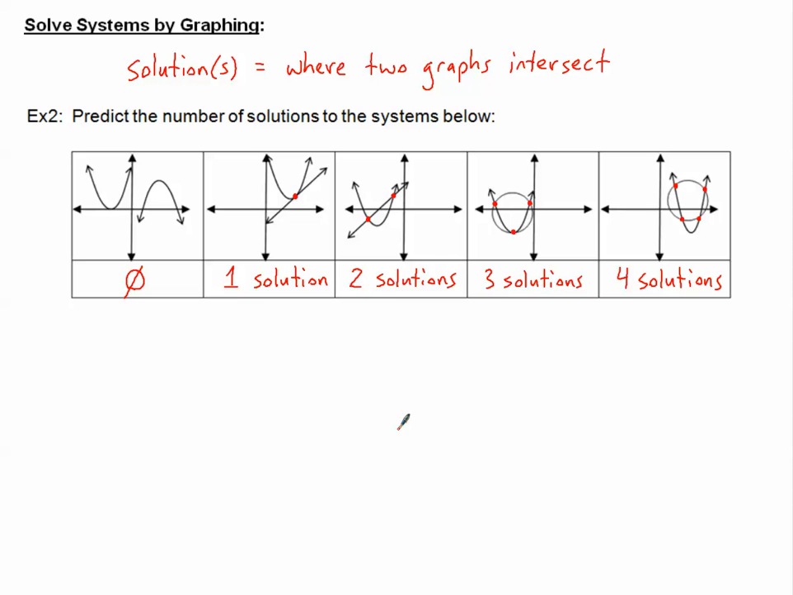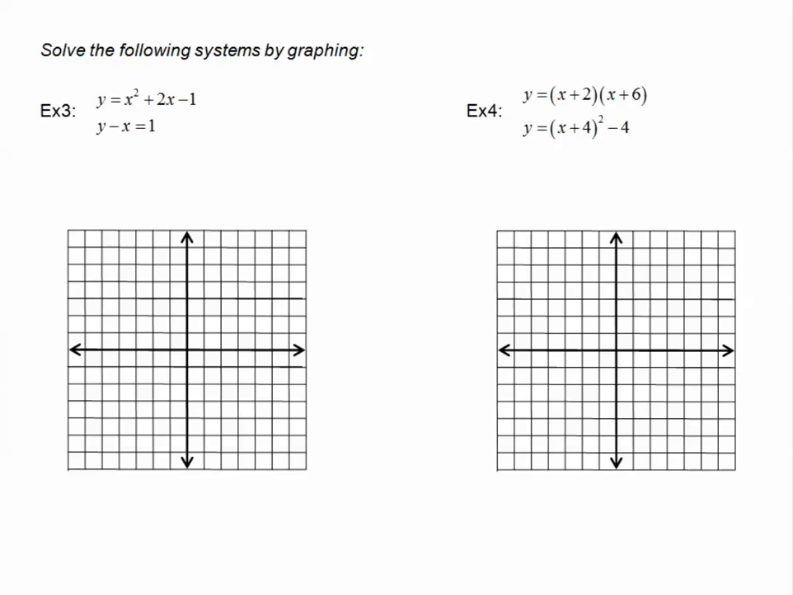So now let's graph our own systems. I'll look at example 3. I'm going to graph 2 equations. The first one I'm just going to do in red. I'm going to color code. This first equation is the equation of a parabola. It is quadratic because I see the little x squared. This quadratic is in standard form.